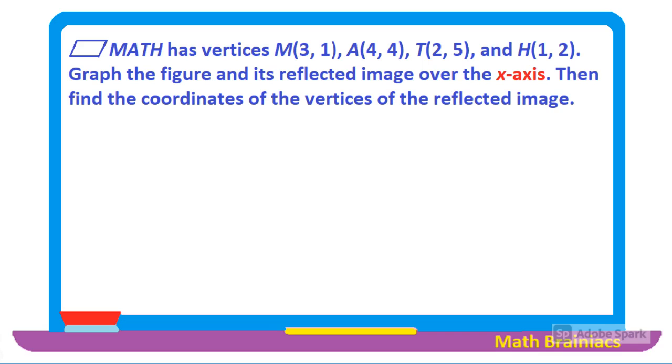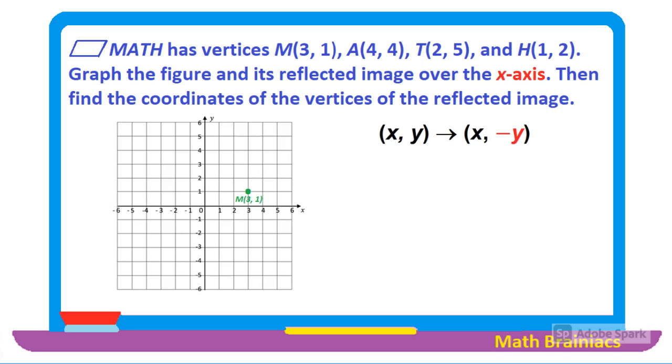Let us work on another example so that you can understand it well. Quadrilateral MATH has vertices M with an ordered pair of 3 and 1, vertex A with an ordered pair of 4 and 4, vertex T with an ordered pair of 2 and 5, and vertex H with an ordered pair of 1 and 2. Graph the figure and its reflected image over the x-axis. Then find the coordinates of the vertices of the reflected image.